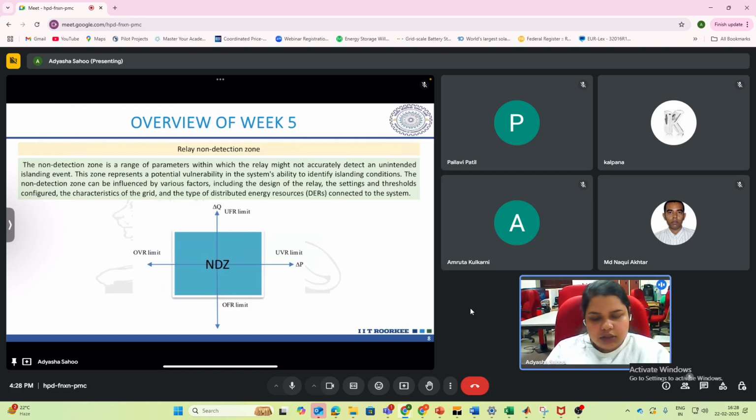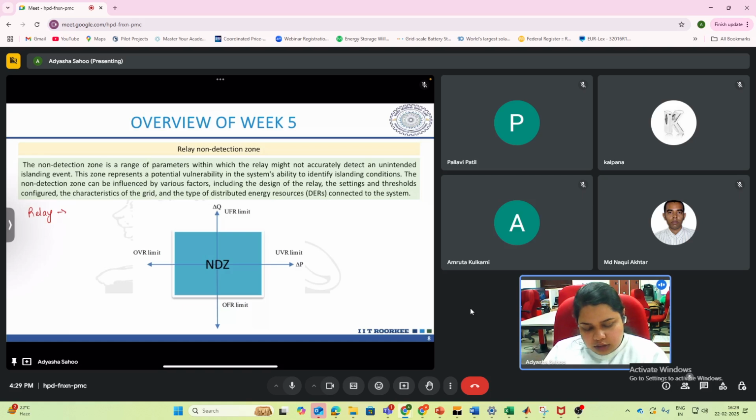Then next we'll see what is this relay non-detection zone. So basically, what is a relay? What is its function? Can anyone tell me? So it is a protective device, and its function is to basically sense the current that is flowing in the circuit. And whenever the current flowing in the circuit is greater than the threshold of this relay, the relay will then give the signal to the circuit breaker to open the circuit breaker.